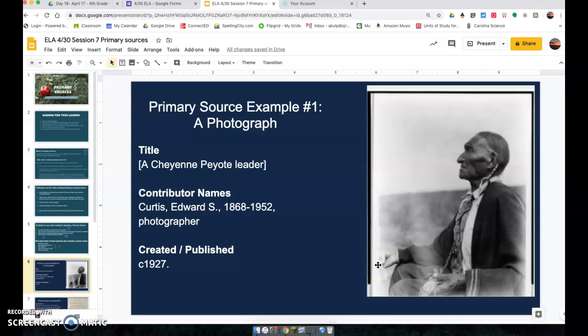So in my research, if I was writing about leaders, I might include this photograph in my presentation. The one tough part here is I don't really know which Cheyenne Peyote leader this is. So I would maybe have to do some further research to find that out. And that can be the tricky part about primary sources, especially photographs.